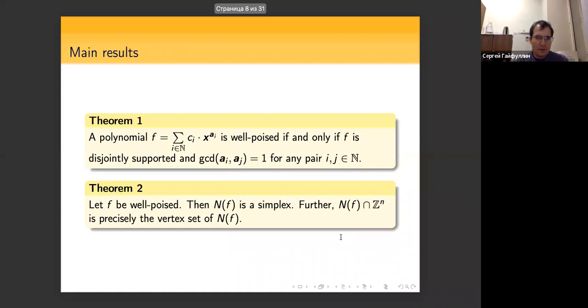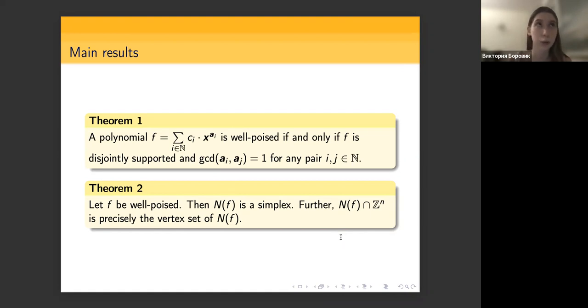And what is the definition of Newton polytope? Because there are variants. Do we include the origin? I will give it a bit later, but it is the usual definition, as you know. We take the exponent vectors as points in the space and take a convex hull of these points, without the origin. Sometimes the origin is added.